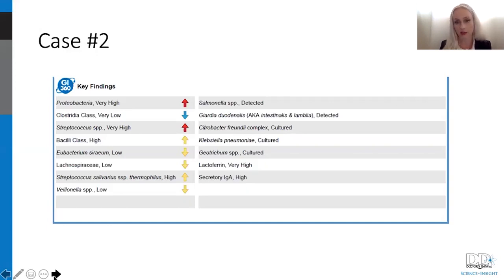Now, secondarily for this patient, we do have a dysbiosis makeup with the microbiome, but we do see some enteropathogens. We have Salmonella species, Giardia, then we have cultured Citrobacter, cultured Klebsiella, cultured Geotrichum yeast species, very high lactoferrin, and then high fecal secretory IgA. In this case, the high fecal secretory IgA is actually an appropriate response to the enteropathogens.